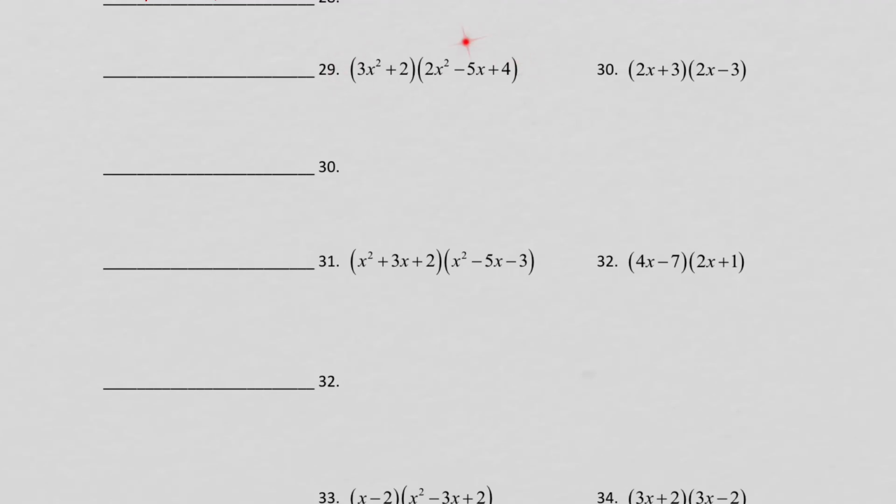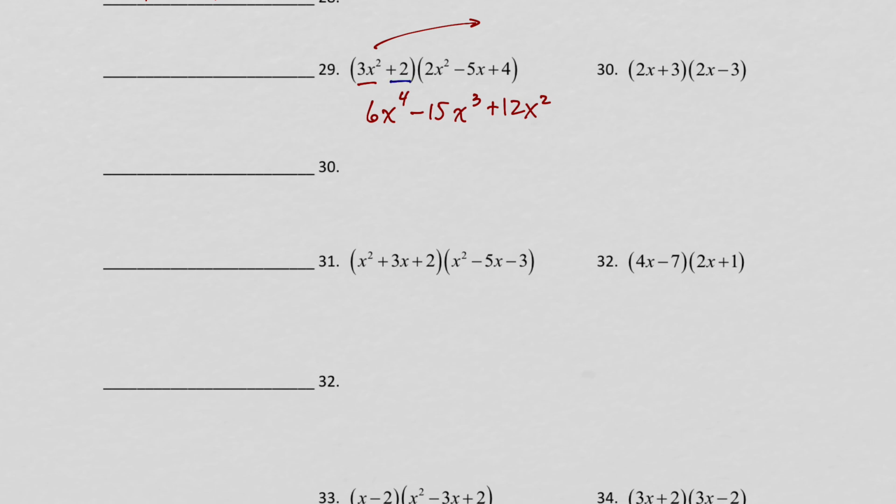Now this is not a binomial times a binomial, so I'm going to have to multiply like this. I'm going to have to take this first term and distribute it through. When I multiply this times this, I get 3 times 2 is 6, x to the 2 plus 2 is 4. And then when I multiply this times this, I get negative 15x cubed. And when I multiply this times this, I get positive 12x squared. And now I'm done with that.